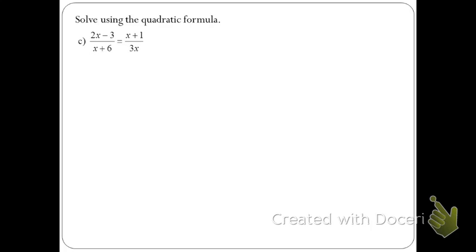Still, if we're going to solve using the quadratic formula, we need to set this equation equal to 0. And since this is a proportion, what we're going to do is use cross multiplication to help us in the process of setting this equation equal to 0. So cross multiply here to begin. We're going to multiply 2x minus 3 by 3x, and we're going to set that equal to the product of x plus 6 and x plus 1.